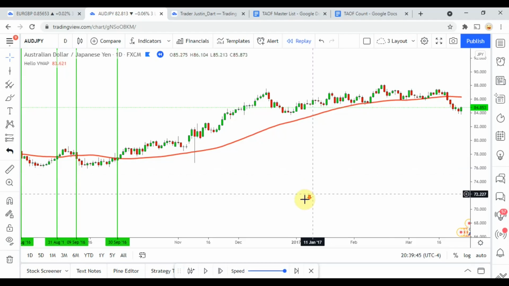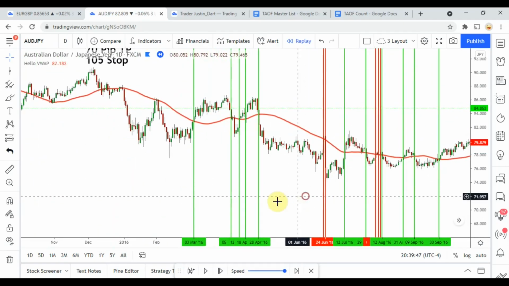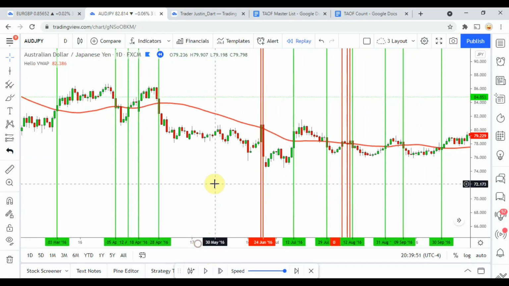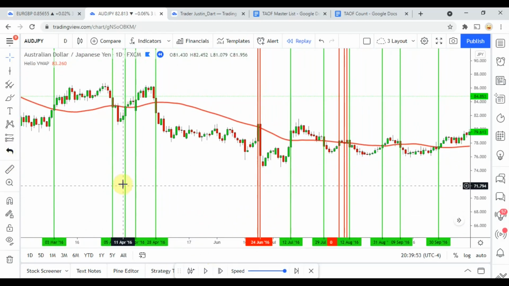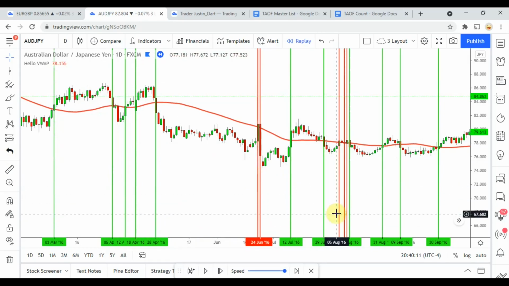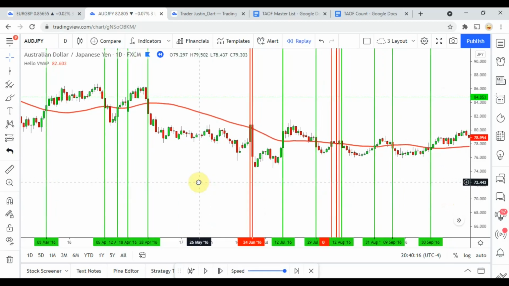All right, so let's go back here and get all this in focus, and we will count these out. So we have 1, 2, 3, 4, 5, 6, 7, 8, 9, 10, 11, 12, 13, 14, 15, and 16. So 16 different trades altogether, and we have a total of 1, 2, 3, 4, 5, 6, 7, 8, 9, 10, and 11. 11 winning trades.